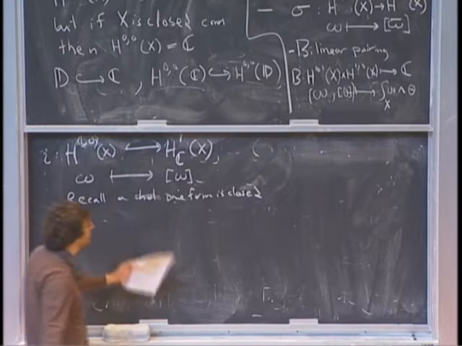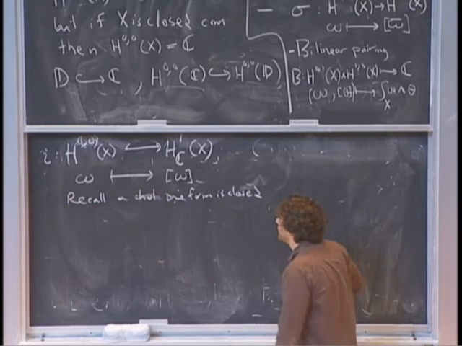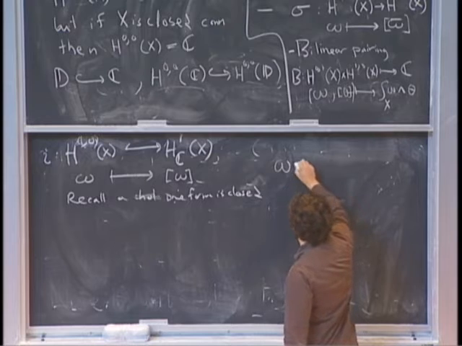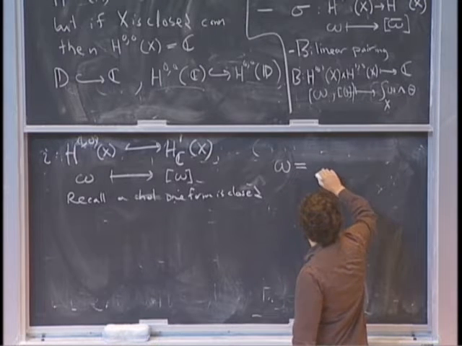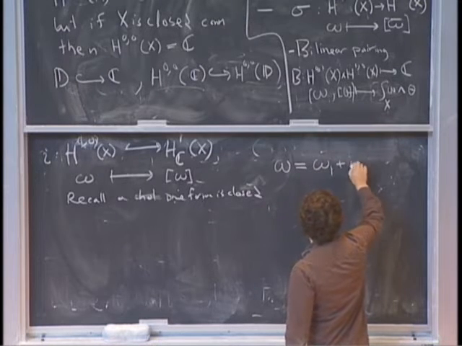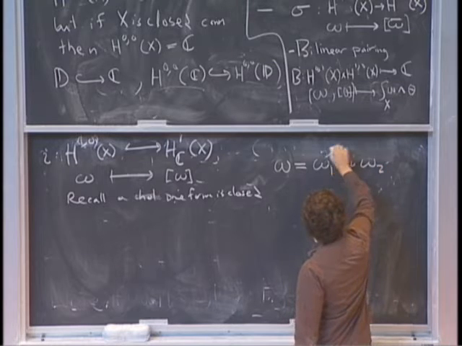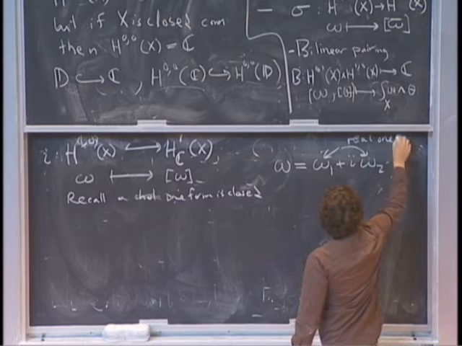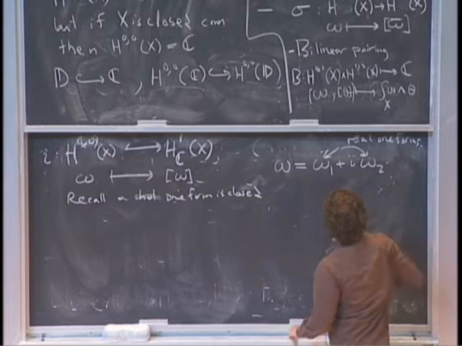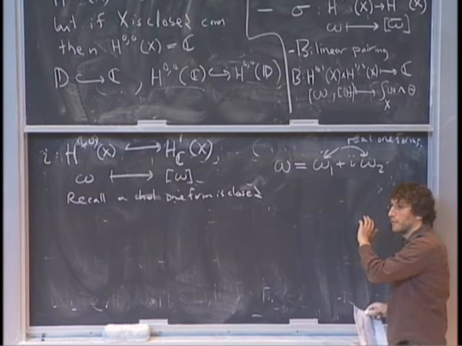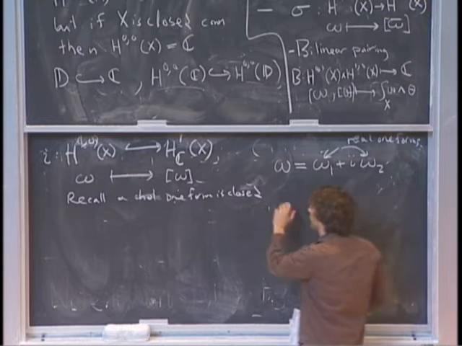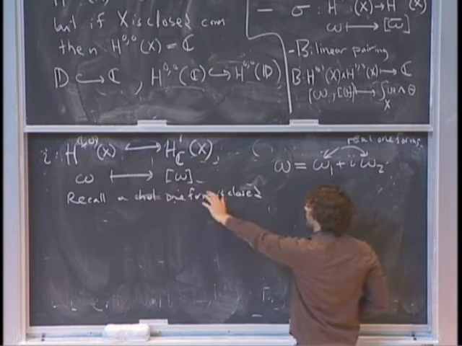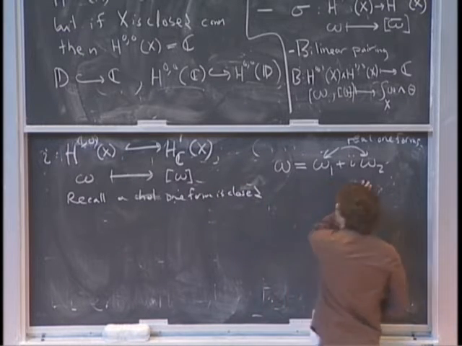And just to be pedantic, the point is it's closed, so we can write omega equal to, say, omega 1 plus i omega 2, where these are, say, real. And the point is they're each individually closed. So what we mean is we're just taking the equivalence class of this guy plus i times the equivalence class of this guy.